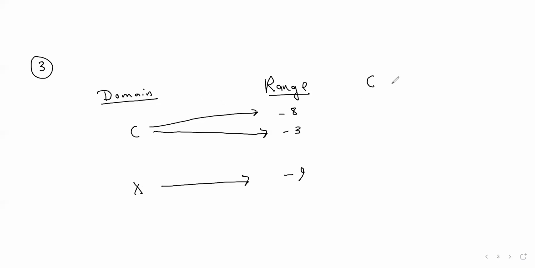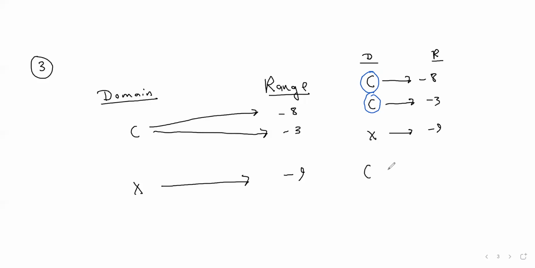If you write it all out, we have C goes to -8. Right here, D for domain and R for range. We have that C is also going to -3. And we have that X goes to -9. So this relation here on the left is actually represented by this. And if you notice here, we have the letter C appears twice. So we have C here and C here. So we actually do have a repeat in the domain.